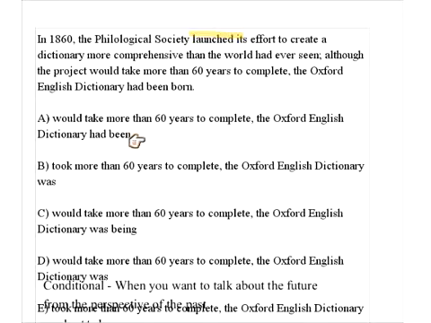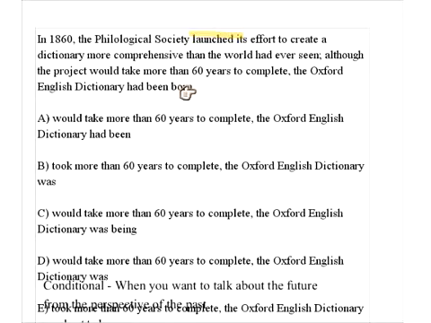Does this establish our difference? Are we looking at the future from the past here or not? We are indeed. We are indeed. Because this is past, we're already in the past tense. So although the project would take more than 60 years.